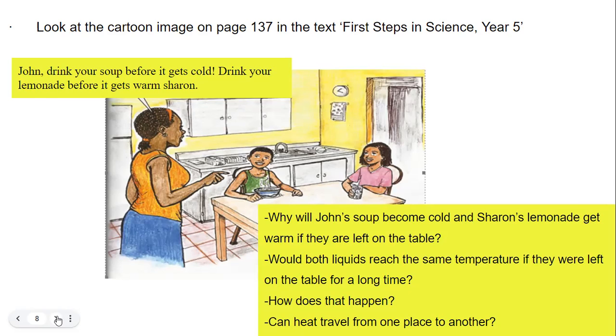All right, here is what mother said. John, drink your soup before it gets cold. Drink your lemonade before it gets warm, Sharon. Now, why will John's soup become cold and Sharon's lemonade get warm if they are left on the table? Would both liquids reach the same temperature if they were left on the table for a long time? Think about that as well. Now, how does that happen? Can heat travel from one place to another? So these are some questions that I want you to think about.